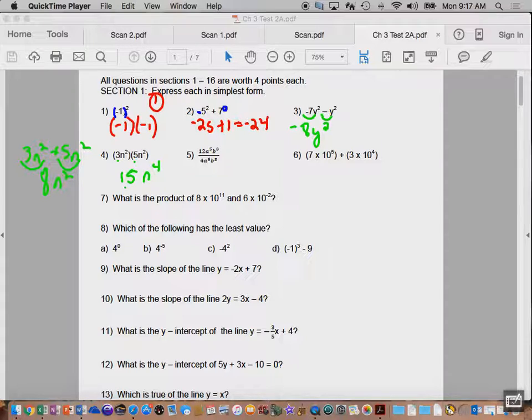Likewise, on number 5, we're going to divide coefficients and subtract exponents. 12 divided by 4 is 3. 5 minus 5 is 0, so there are no a's left.